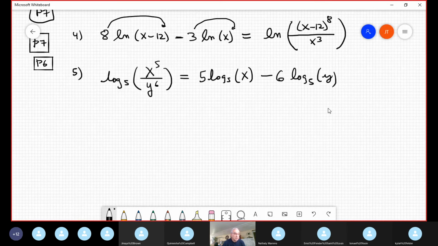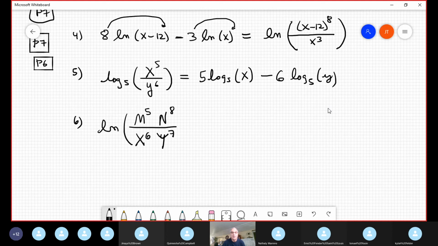One more example. Suppose number 6. Suppose ln. We have m to the 5th power, m to the 8th power, x to the 6th power, and y to the 7th power, capital Y. We expand into 1, 2, 3, 4 logarithms, I suppose. The expression in the top is positive. The expression in the bottom is negative because of the division. So basically, in this example you apply property number 5, property number 6, and property number 7 together.